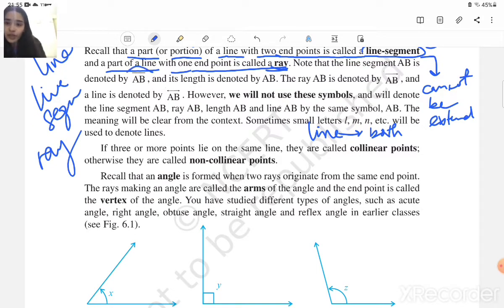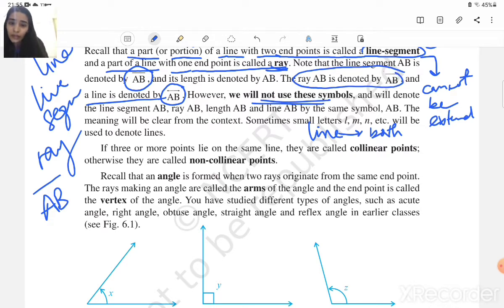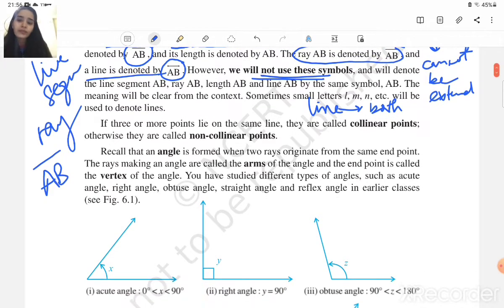Generally we denote a segment like this, AB, with a bar. A line is denoted like this, but we do not use these symbols. A ray is denoted like this, but again we do not use these symbols. These are just the representations which are given here.